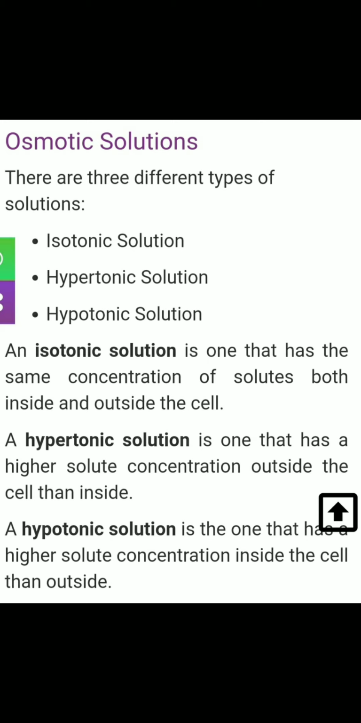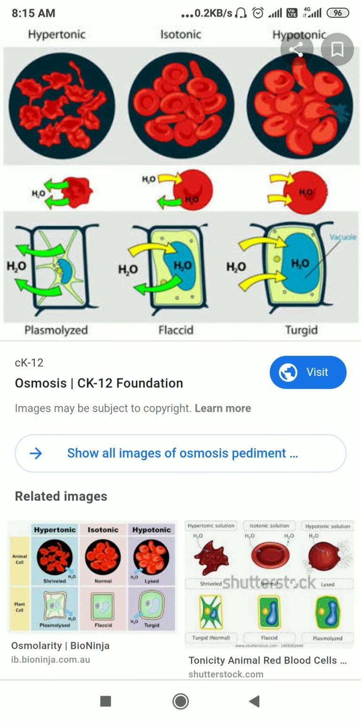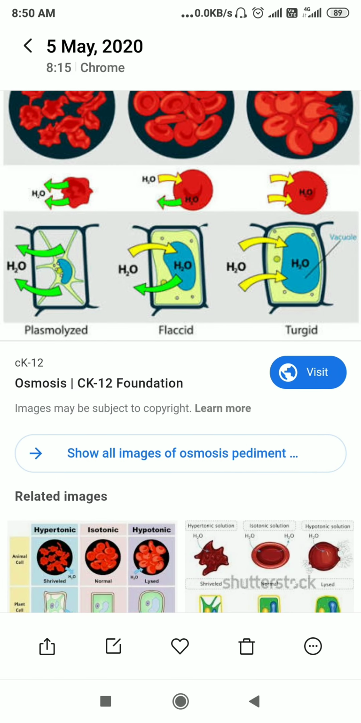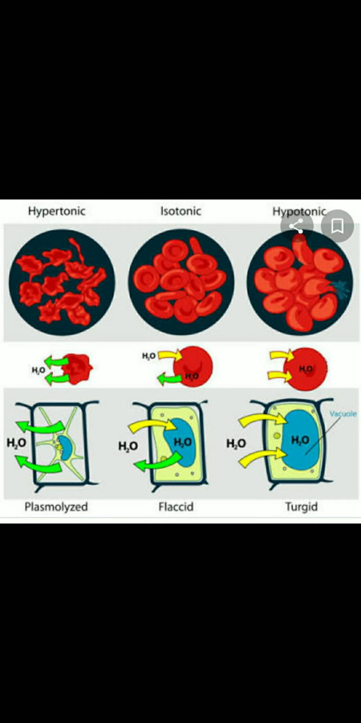We can do this experiment with the help of this diagram. You can see, as we know that RBC or red blood cell is a living cell of our body. If we take a drop of our blood, we can put it in different types of solution, that means in hypertonic solution or isotonic solution or hypotonic solution.